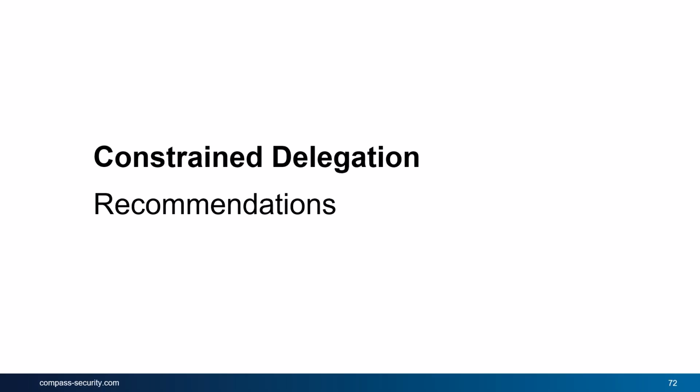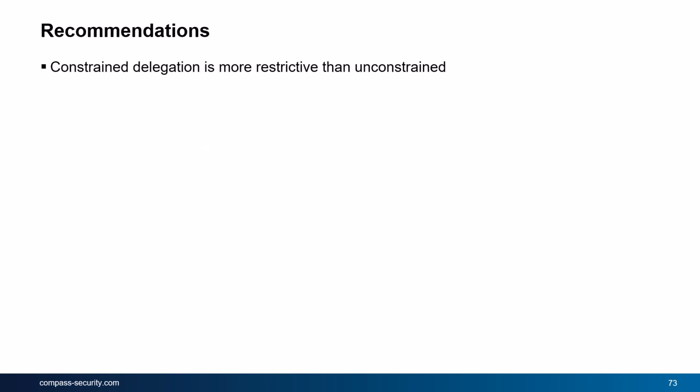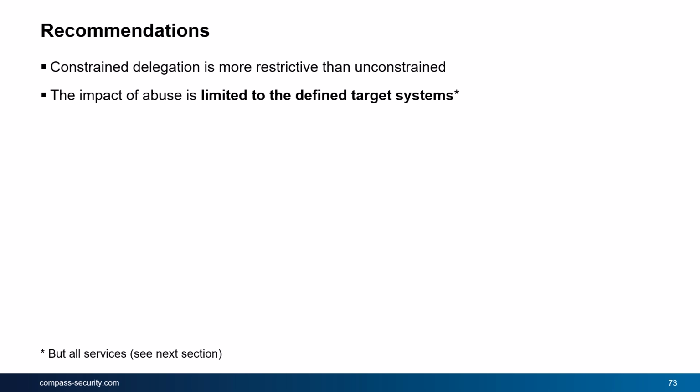Let's now talk quickly about the recommendations when constrained delegation is implemented in your infrastructure. As we have learned now, the constrained delegation is a more restrictive version of the unconstrained delegation mechanism. Specifically, the impact of abuse, if an attacker gets control over your accounts configured for delegation, is limited to a defined set of target systems. Now, there's one caveat to this, specifically regarding the services on that system. We'll cover that in the next section.